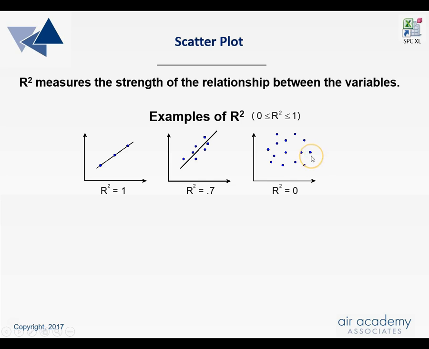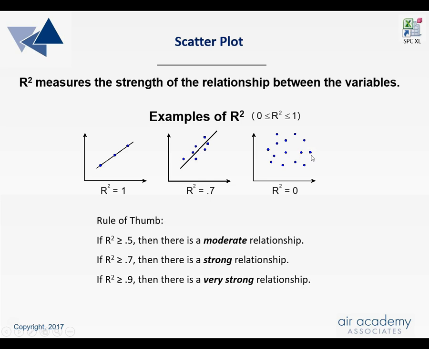None of it is going to be a good fit. A little rule of thumb on the values of r squared: if it gets to be up there around 0.5, we say that's a moderate relationship. If r squared gets to be 0.7 or more, that's a strong relationship. And if r squared gets to be about 0.9 or more, then there's a very strong relationship.